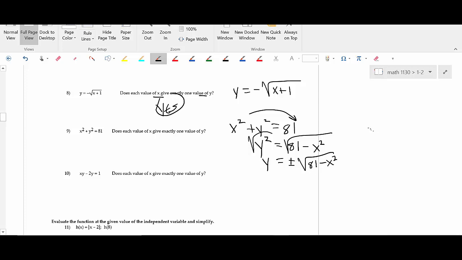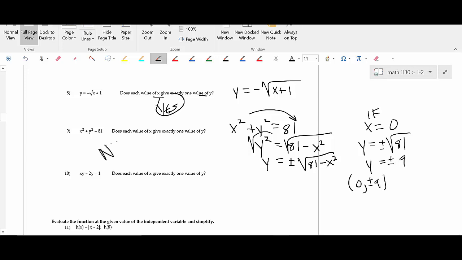So what's going to happen is, if x is 0, then you would have y equals plus or minus the square root of 81. So you get y equals plus or minus 9. So what you get is 2 points. You get x is 0, you get 2 y's.